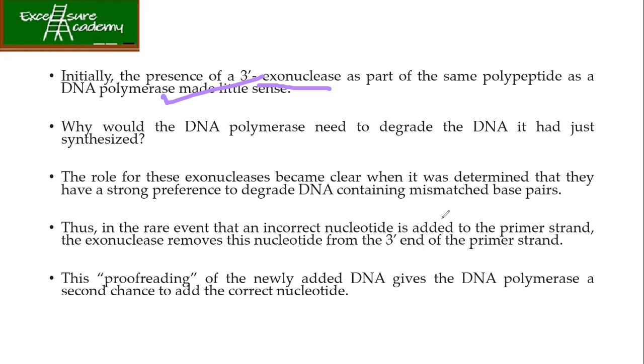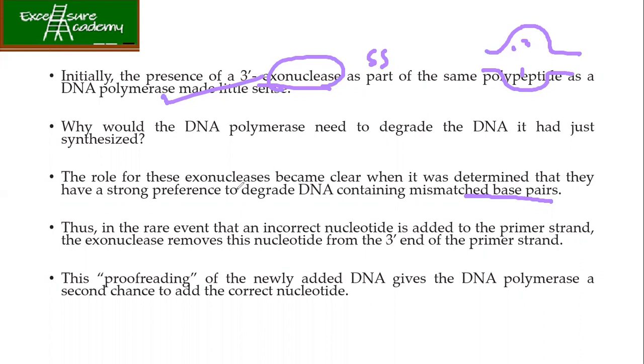Okay, so the role of these exonucleases became clear when it was determined that they have a strong preference to degrade DNA containing mismatched base pairs. Now, one thing you have to note here: whenever the DNA polymerase is acting as a polymerase, it recognizes double stranded DNA, whereas the exonuclease recognizes single stranded DNA. So whenever there is a mismatch, it becomes like a bulge, because base pairing is not happening there. This is what is being recognized by the exonuclease portion of the DNA polymerase.